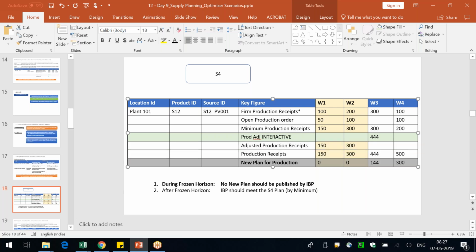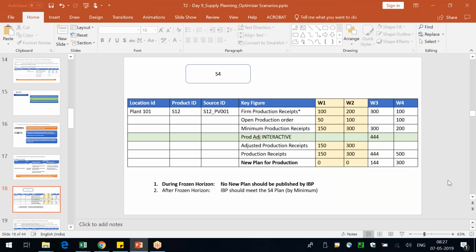Okay, so if you have seen it here, we have followed the ground rules. That is, within the frozen horizon, IBP is not giving anything new to S4. There are no last minute changes. After the frozen horizon, IBP is giving something which will be respected by S4. So I think it might take some time for you guys to digest it, but this is how we deal with the frozen horizons.